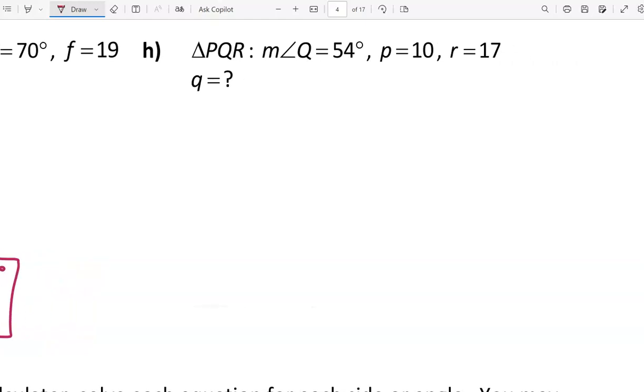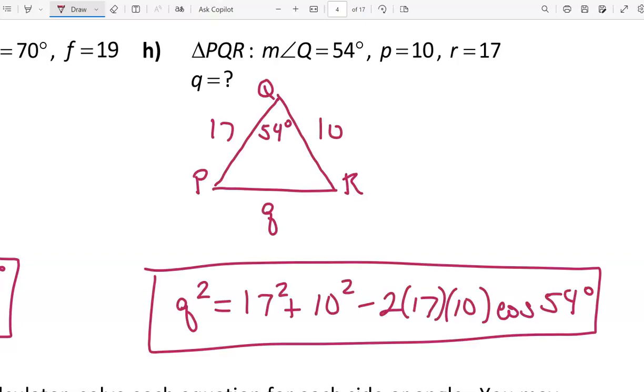All right, now try H on your own. Pause the video while you do this. For this exercise, the law of cosines was necessary since we had 3 sides involved in the equation and 1 angle. Q had to be by itself on one side since the angle involved is the angle opposite Q.